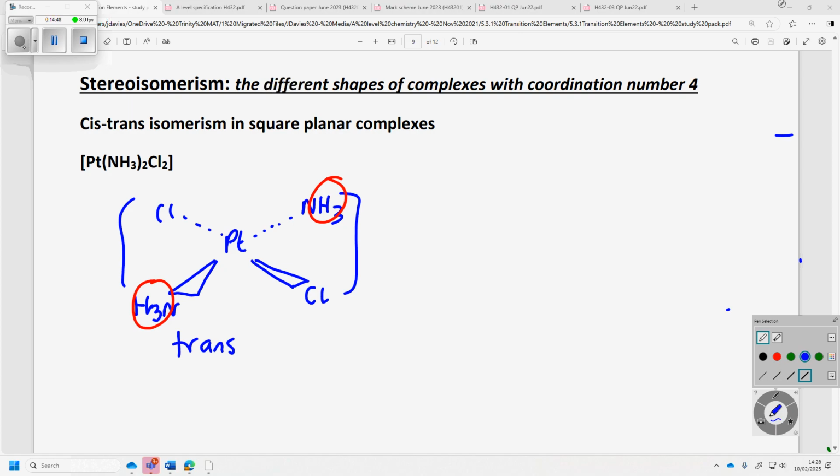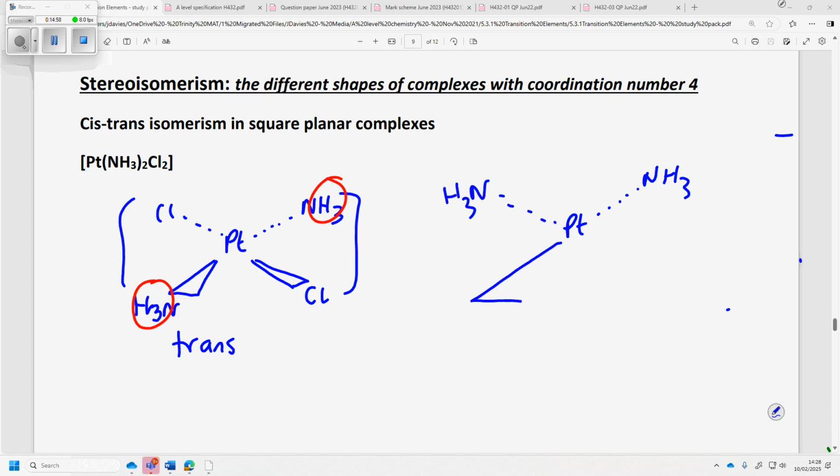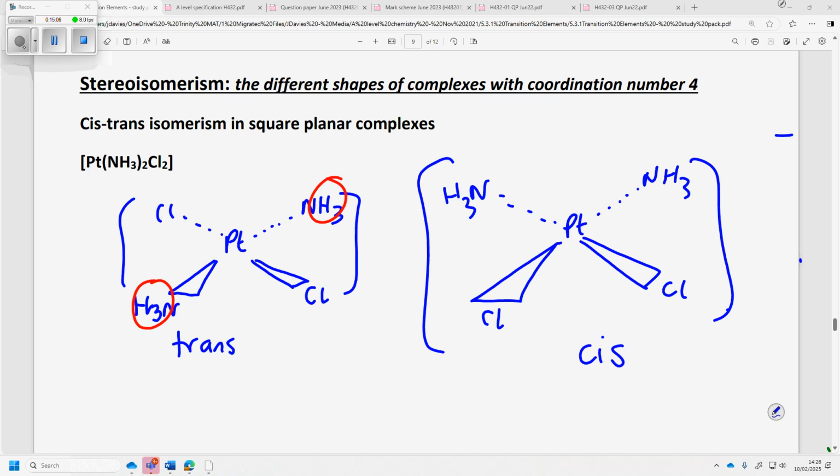I could, however, have arranged these so that the 2 identical things were 90 degrees away from each other. Cis. This complex has a special name. It's actually called platin, and this is an example of cisplatin, transplatin. Cisplatin.